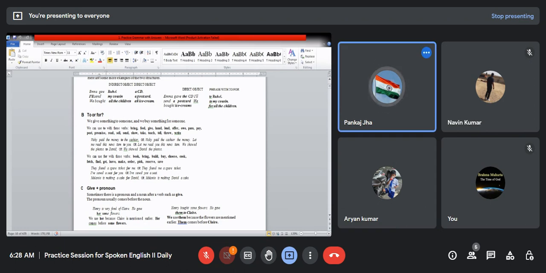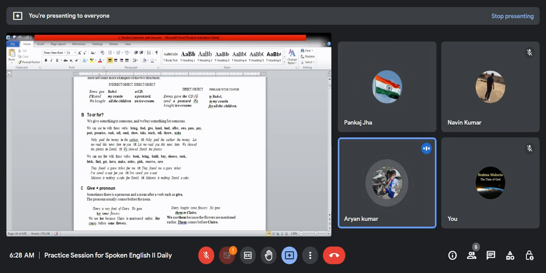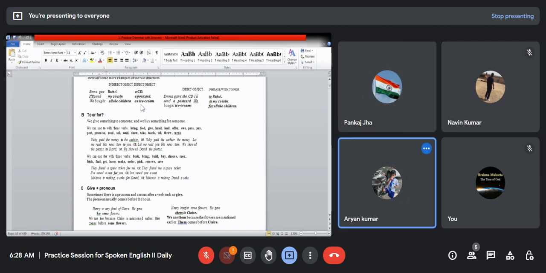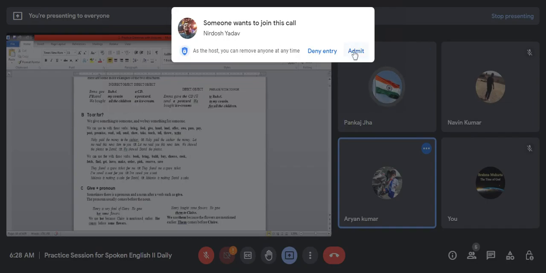You understand? Indirect object, phrase with to or for means we have two options, two types of sentence we can create. You understand, Aryan?